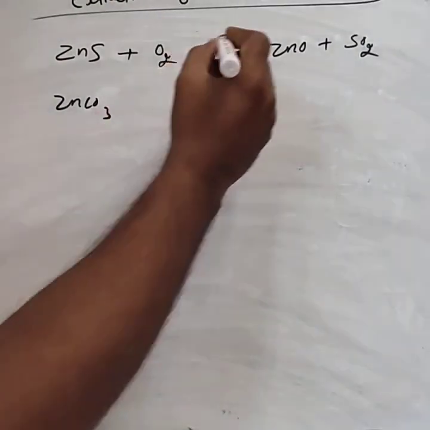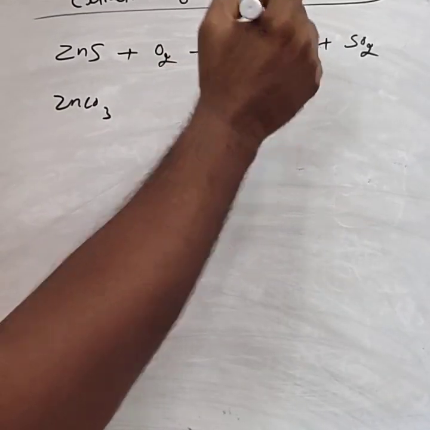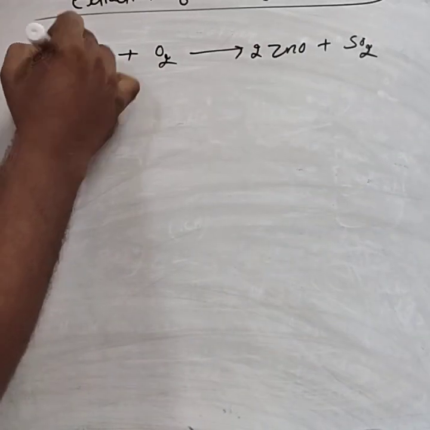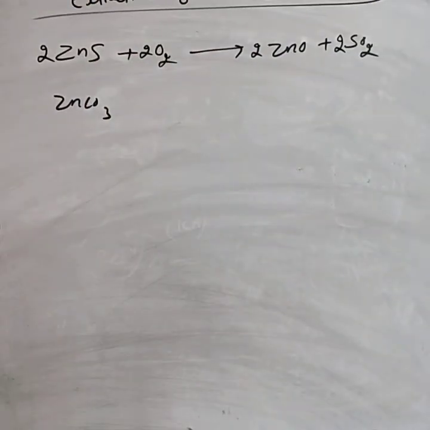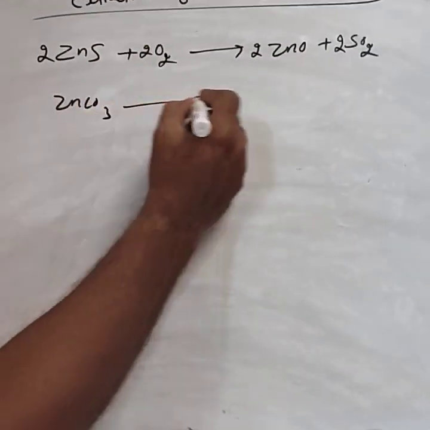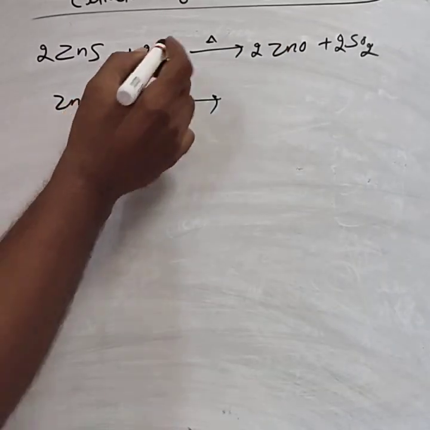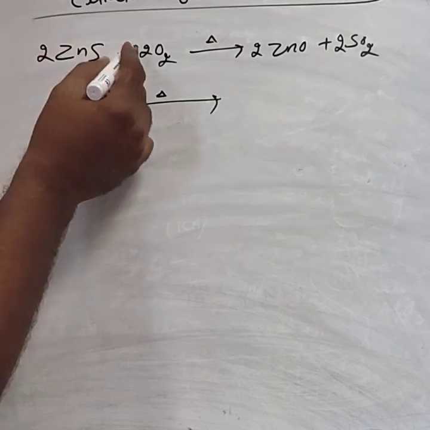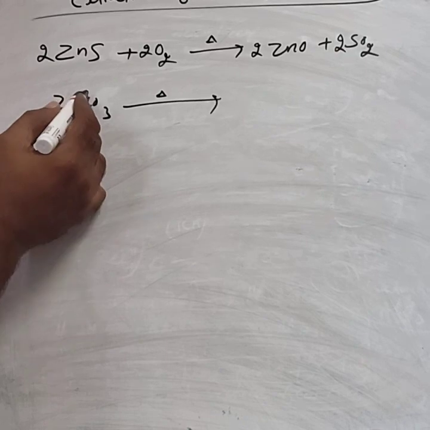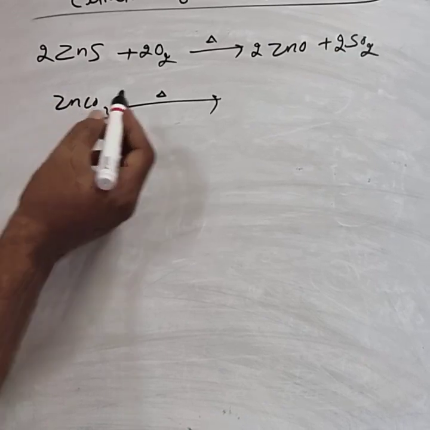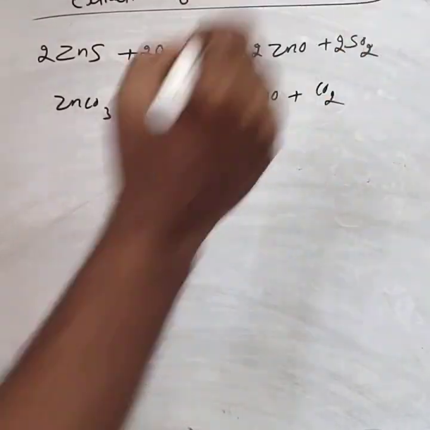ZnO plus SO2. You have to balance this reaction. Here 2ZnS, 2ZnO, 2SO2, 3O2, and the reaction is balanced. Or zinc carbonate, calcination. This is a carbonate ore. Sulfide ores are concentrated by the roasting process, while calcination is used for carbonate ores. This is calamine. Zinc carbonate decomposes to give ZnO, liberating CO2.